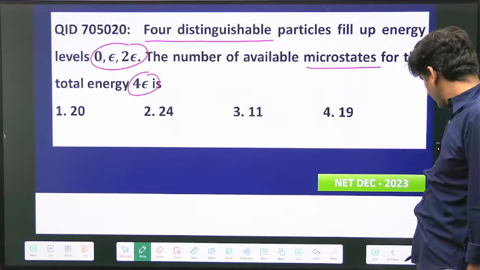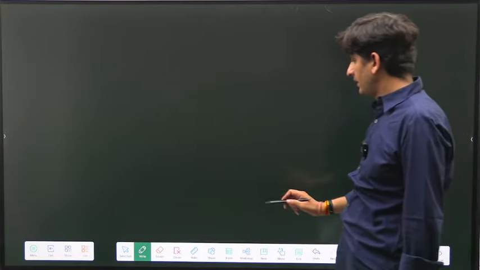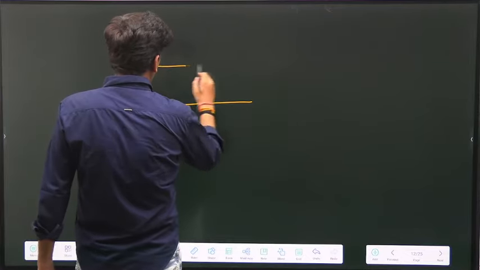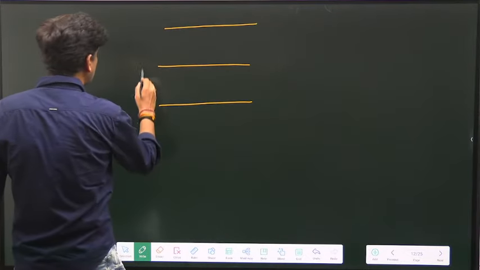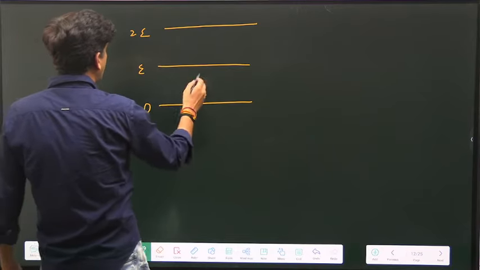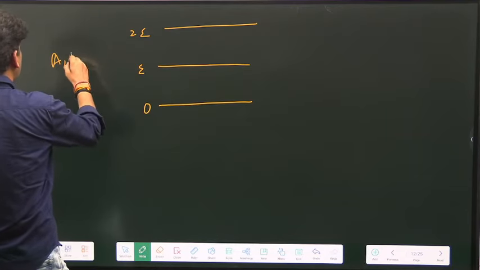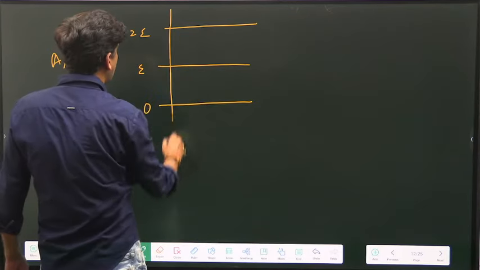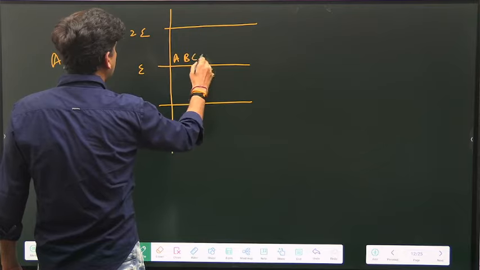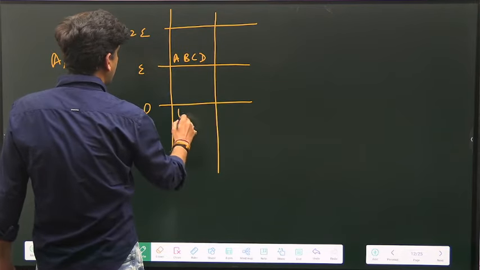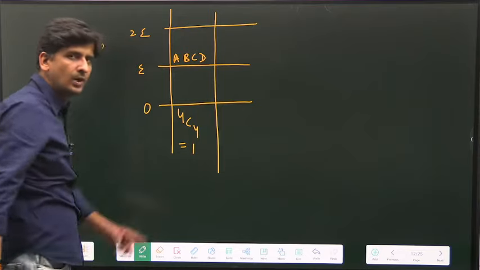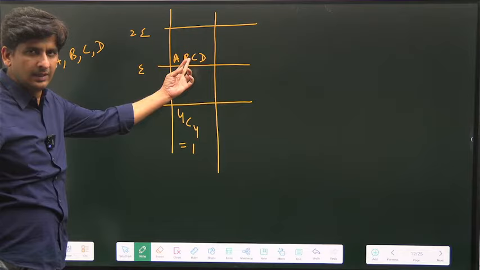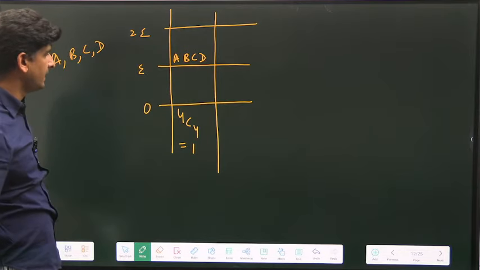So let us make levels. 1, 2 and 3 energy levels are given, 0, E and 2E, and we have four distinguishable particles A, B, C and D. Total energy we have to get is 4E, so I can put it like this, A, B, C, D, and this can be done in 4C4, which is equal to only one way, okay? Because this will not be counted if you just switch them within the energy level, that is not counted as a microstate.